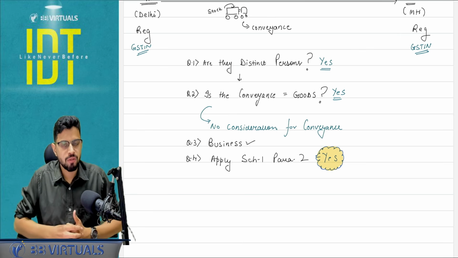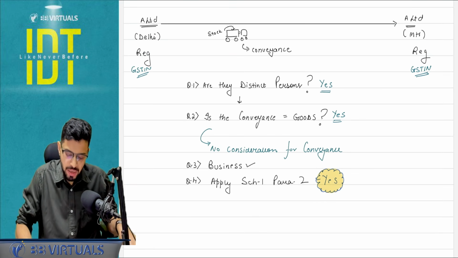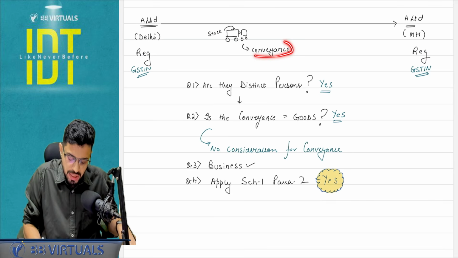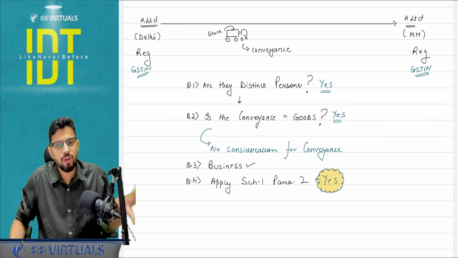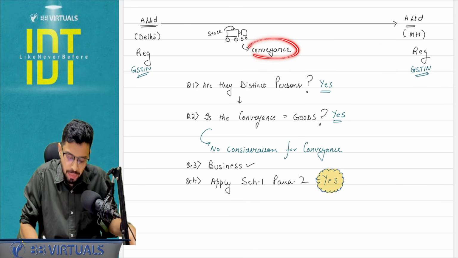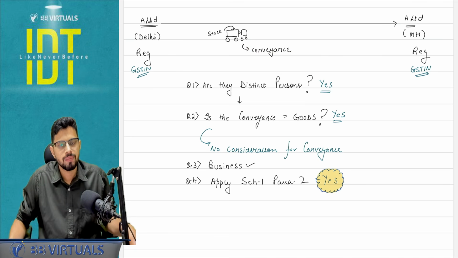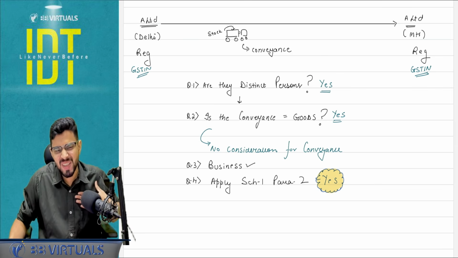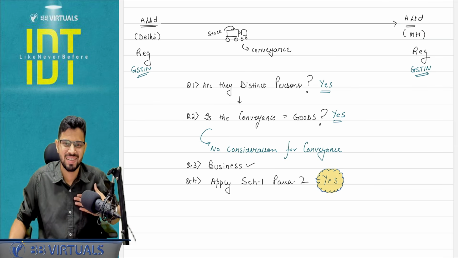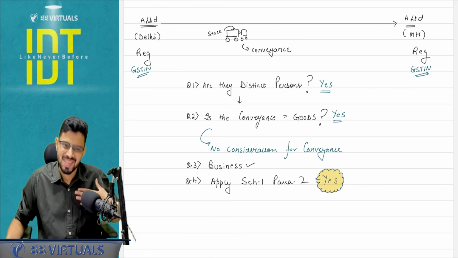All the parameters are fulfilled. So this becomes a deemed supply. The government, the department came, the officer charged GST on the transfer of conveyance, on the movement of conveyance. It said that you are supplying the conveyance. But does it feel right here? No, sir. Why are you charging GST on the conveyance movement? Doesn't feel right. Circular came.